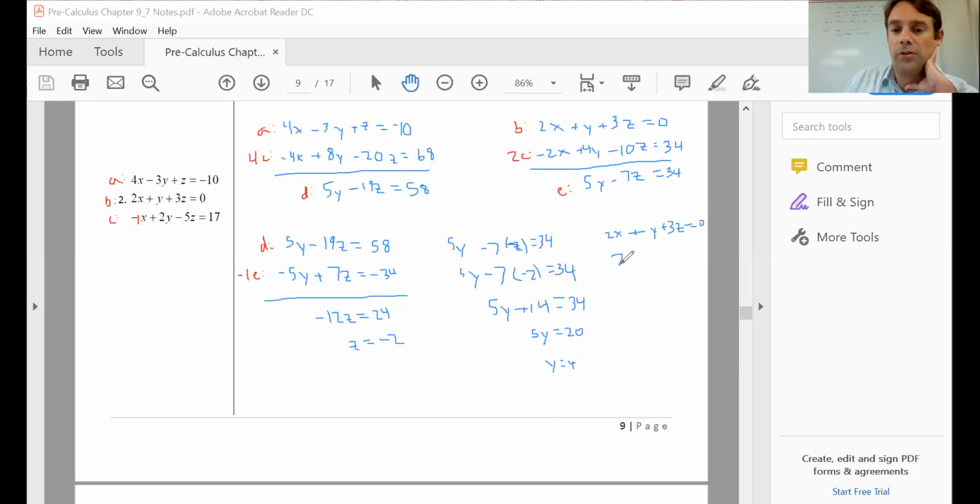So here we go, 2x plus y, and we're going to make that 4, plus z equals 0. So 2x minus 2 equals 0. 2x equals 2. X equals 1.